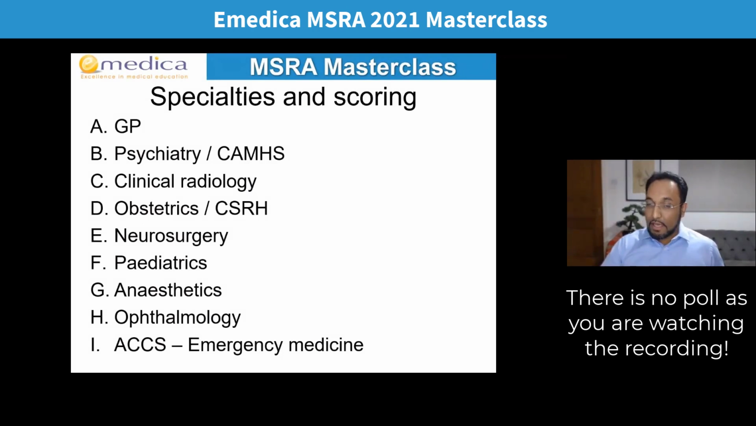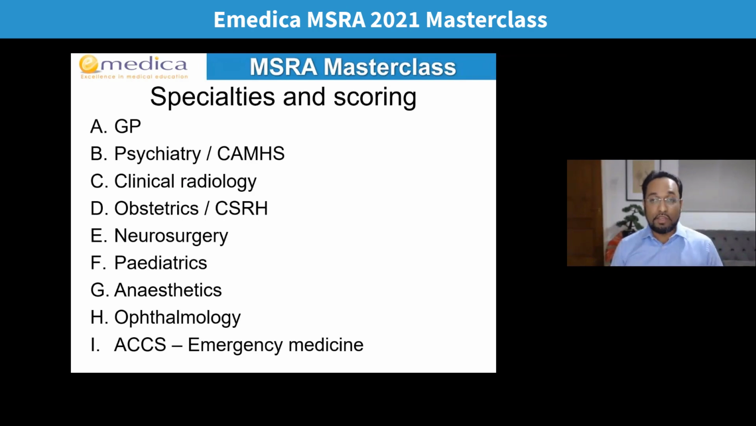Okay, and there are 3 specialties that are new this year to MSRA. They've never used it before. They are Pediatrics, Anaesthetics, and ACCS Emergency Medicine. These 3 specialties haven't used this before, whereas the others on this list have been using it for a few years, and GP is the original specialty that used this. That's why this exam used to be called the GP Stage 2 exam.